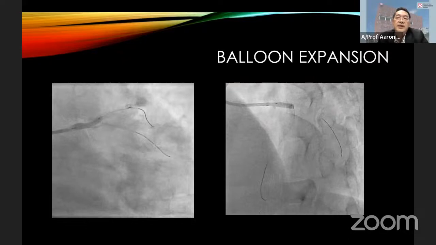And you can use a balloon expansion to decide whether the lesion is well expanded. For the first on the left-hand side, the ostial LAD, there's a calcification on top of it. The balloon is not so well expanded, so higher pressure may be required. And on the other view, the balloon is quite well expanded.